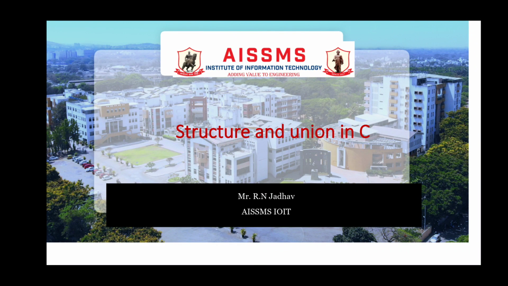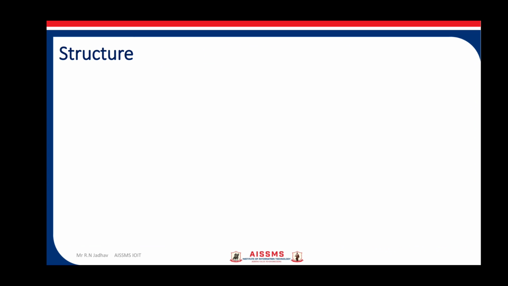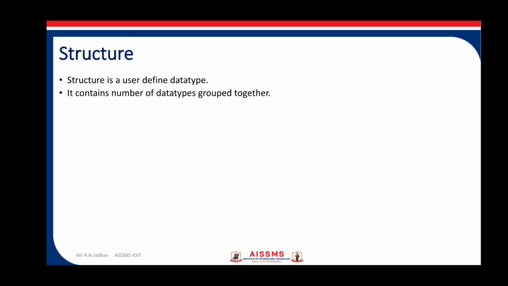Hello all. In this video, we are going to discuss structure and union in C. What is structure? Structure is a user-defined data type. It contains a number of data types which are grouped together, and these data types may or may not be of the same type. That means structure is used to store dissimilar or heterogeneous types of data.